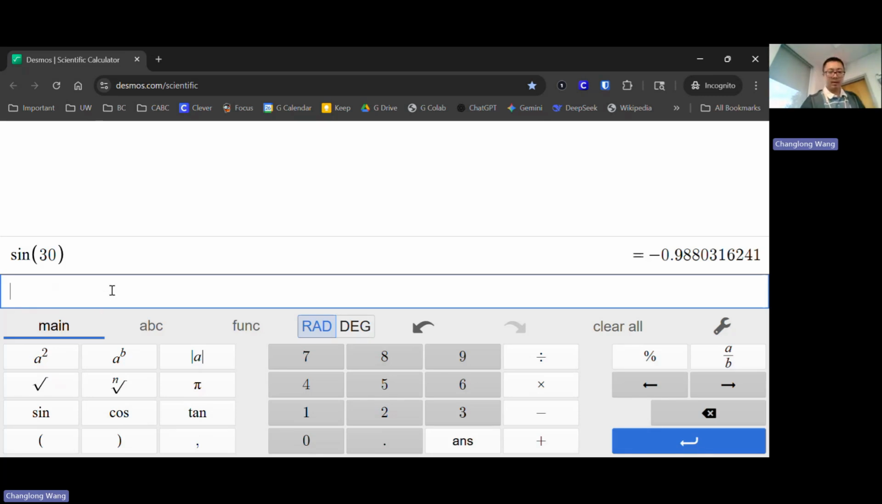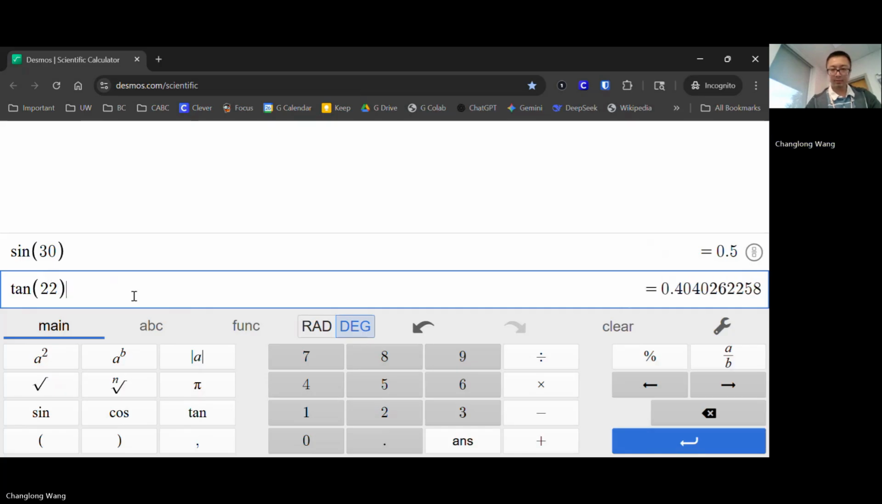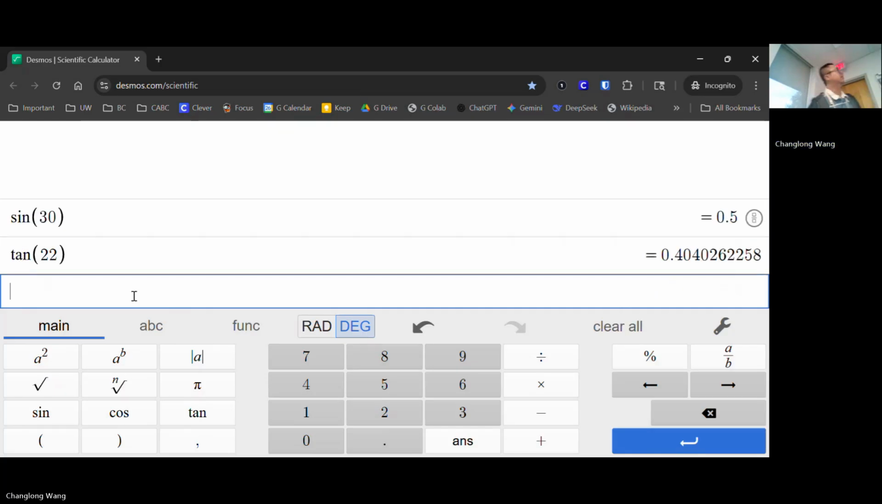All right, so now we type in tangent. So we need to be in degree, right? Tangent 22 is about 0.4. Okay.